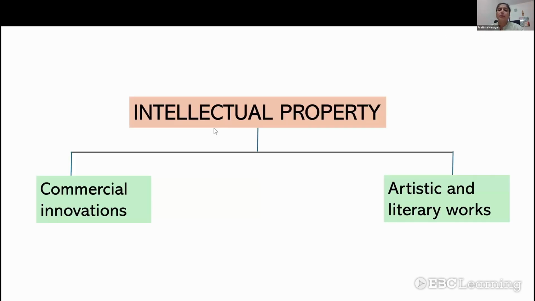Now, talking about intellectual property, it serves two very basic categories. It has two very basic categories.